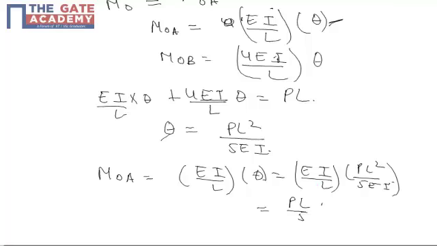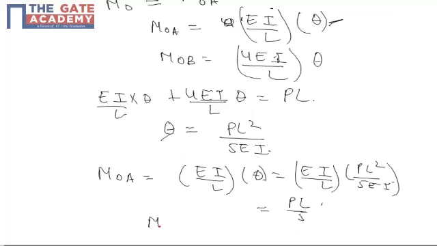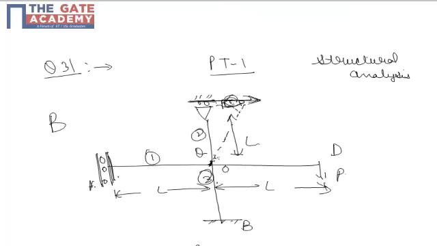Now if we talk about the carryover factor from O to A, the carryover factor for a guided roller is -1. So moment AO will be minus PL by 5. So the correct answer for question number 31 is option B.